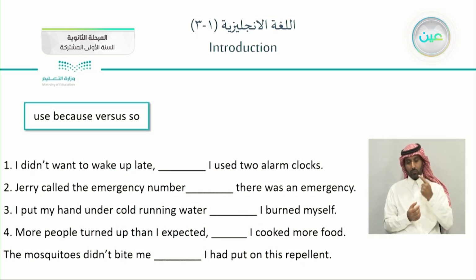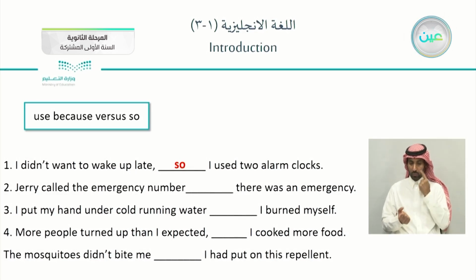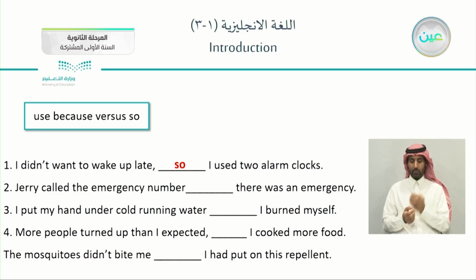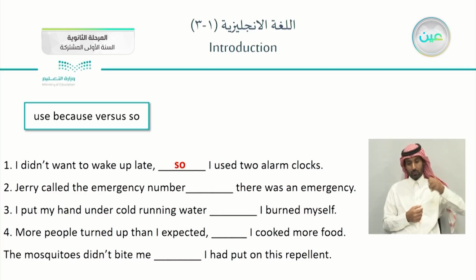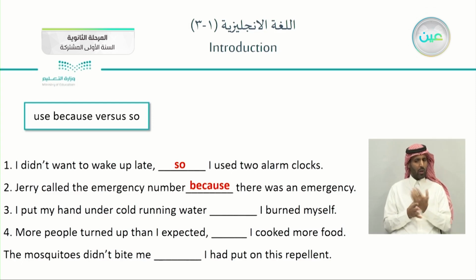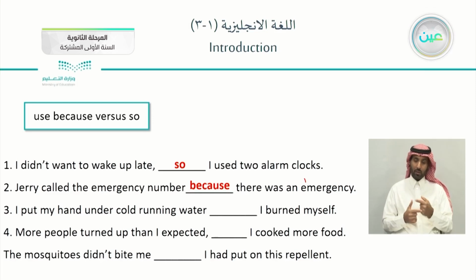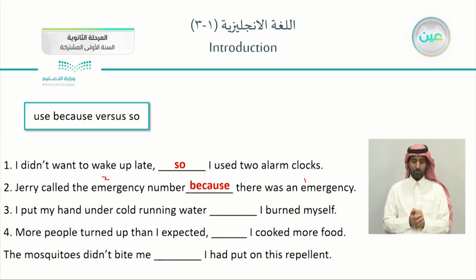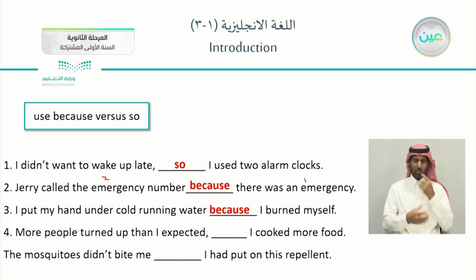I didn't want to wake up late. What did I do? I used 2 alarm clocks. So I used 2. Number 2, Jerry called the emergency number. Why? There was an emergency. At the beginning, there was an emergency. As a result, she or he called the emergency number. Number 3, I put my hand under cold running water. Why? Because I burned my hand.